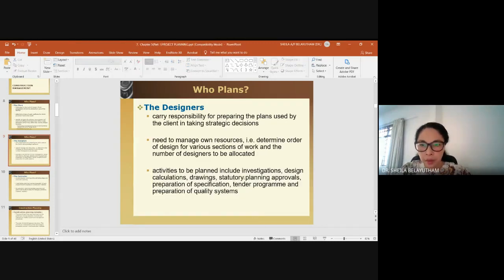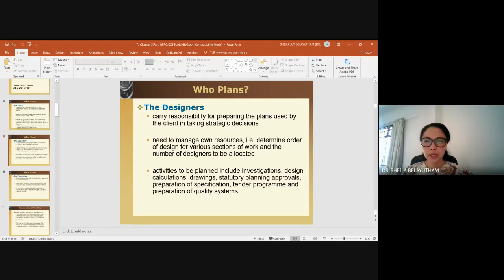Activities to be planned might include investigation of the site, especially soil investigation, site investigation, design calculation, the drawings. You need to also look into the statutory planning and the approvals by the council, prepare the specification. So this will be done by the QS, tender program, QS in combination with the consultant, and preparation of quality system.